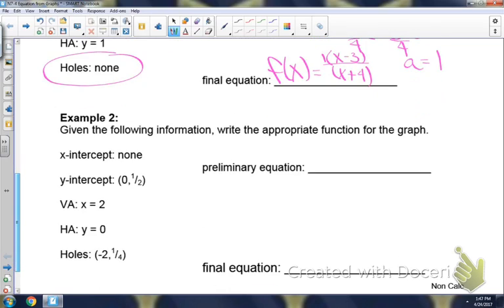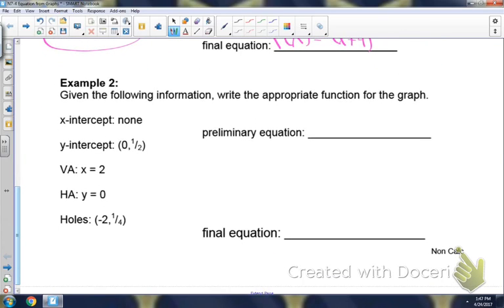Alright, example 2. We're given information, and then we're coming up with our function. So same thing as number 1. So our preliminary, we're not going to know a. You're going to have x minus the x-intercept. We don't have an x-intercept, so then you're doing x minus your hole.